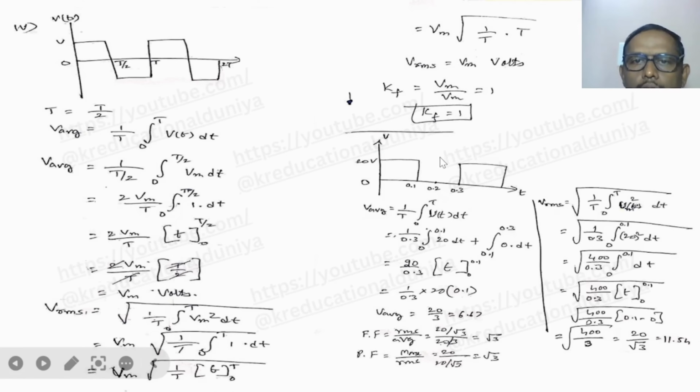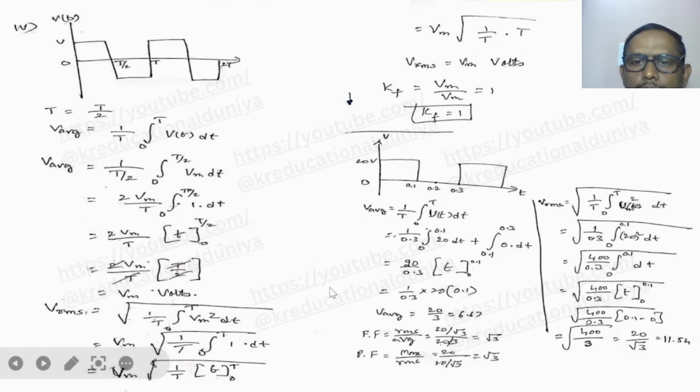And here there are values given. If you know the formula directly, you can put the formula. Here this is a half square wave, and they have given Vm as 20 volts and time period as 0.3. So here you can write V average equal to 1 by t integral 0 to t V of t dt, and you can do the calculations. Otherwise, if you know the formula directly, you can substitute that value.